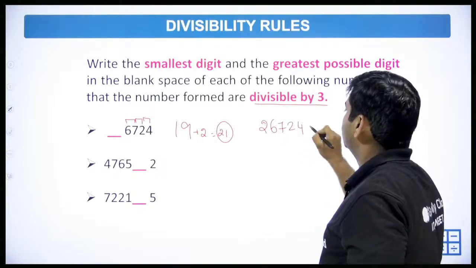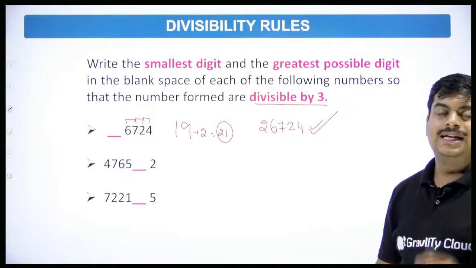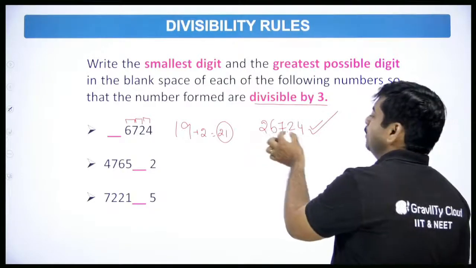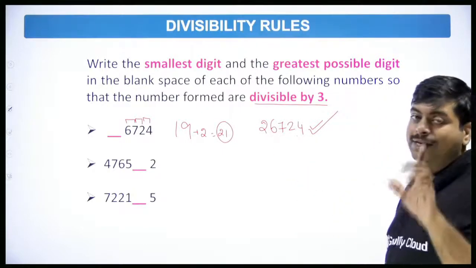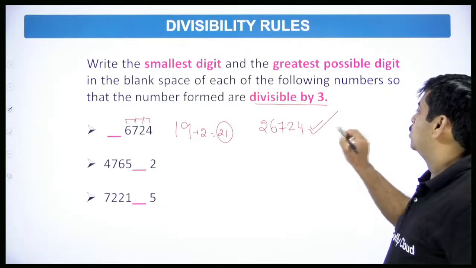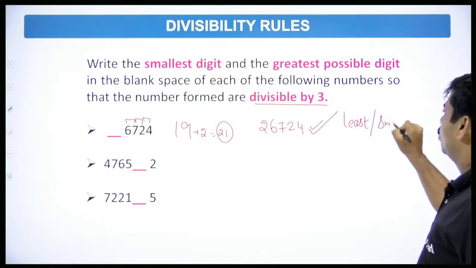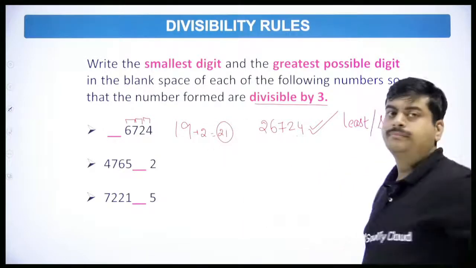26724. It is a number divisible by 3. You can carefully check that. 6 plus 2, 8. 8 plus 7, 15. 15 plus 2, 17. 17 plus 4, 21. 21 is exactly divisible by 3. Okay. So this is the least number or the smallest number. Why is this smallest? Because we just took the nearest number 2.